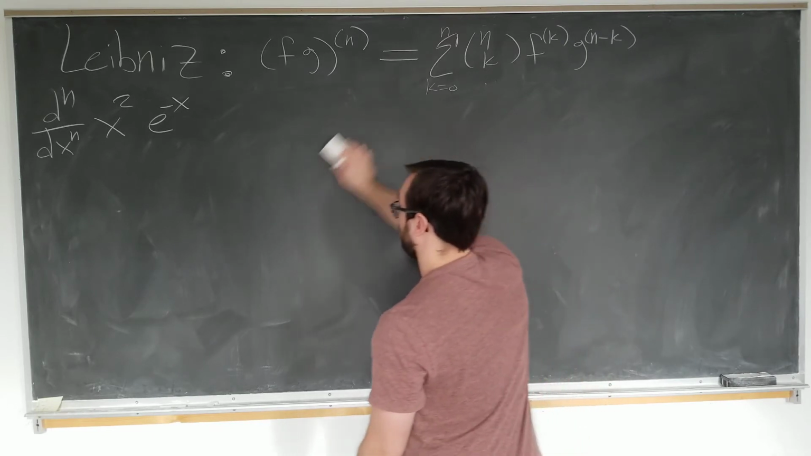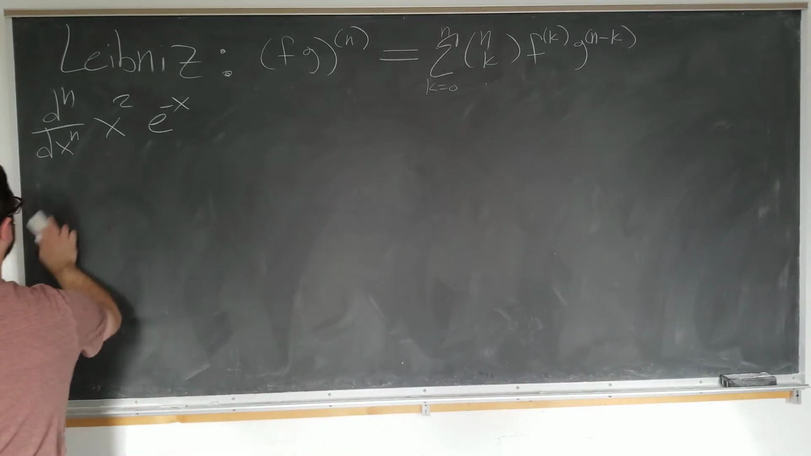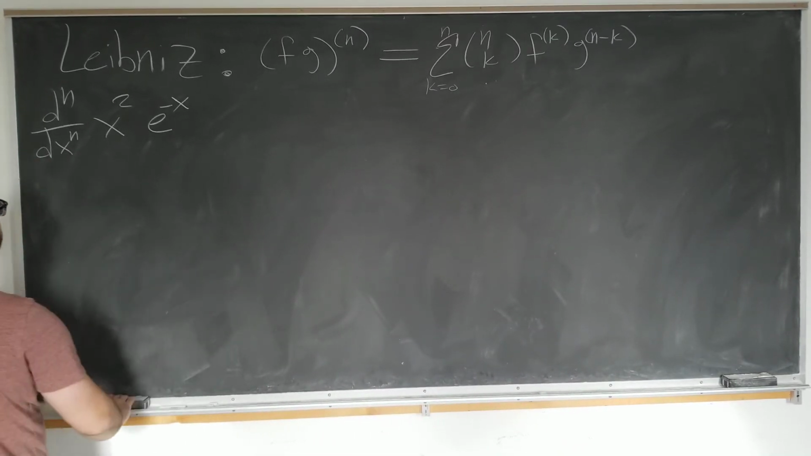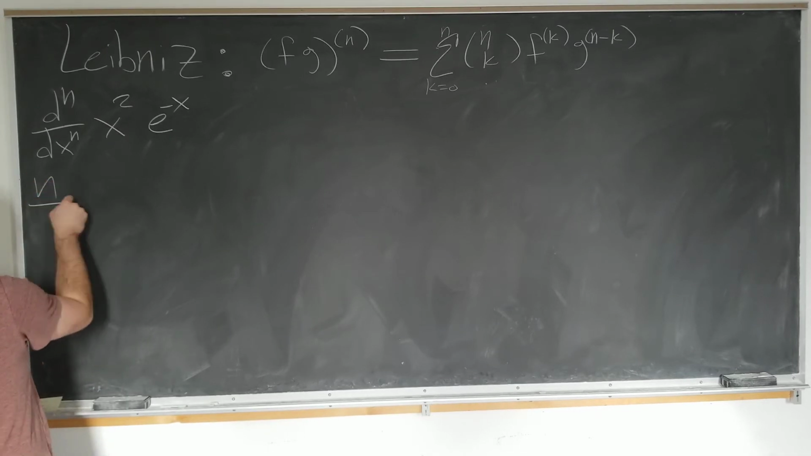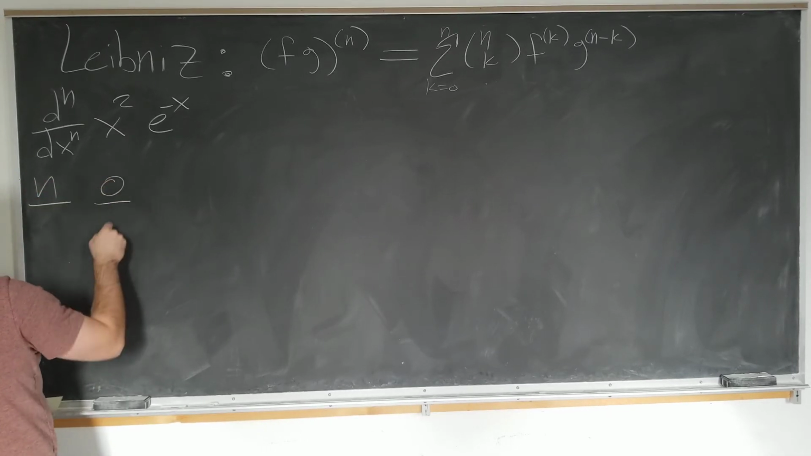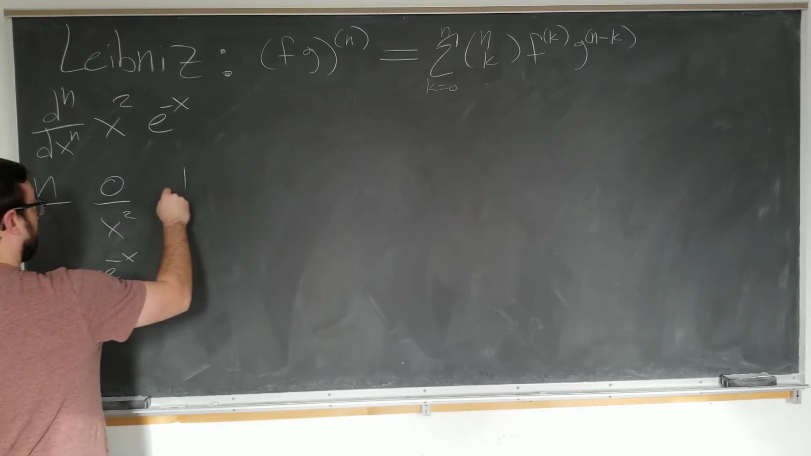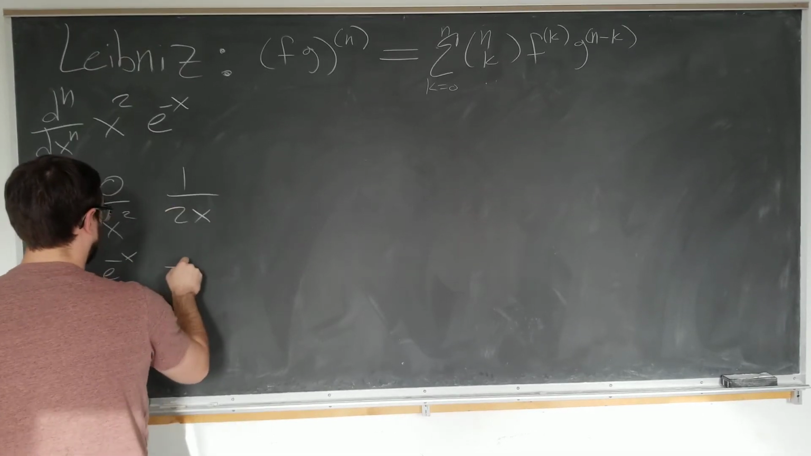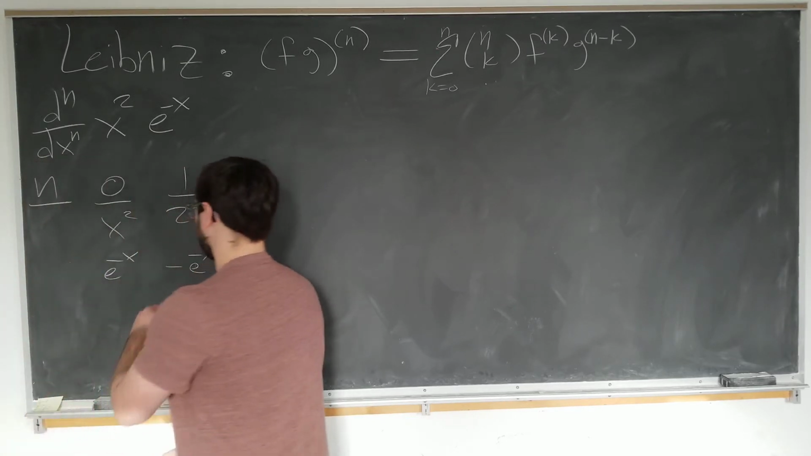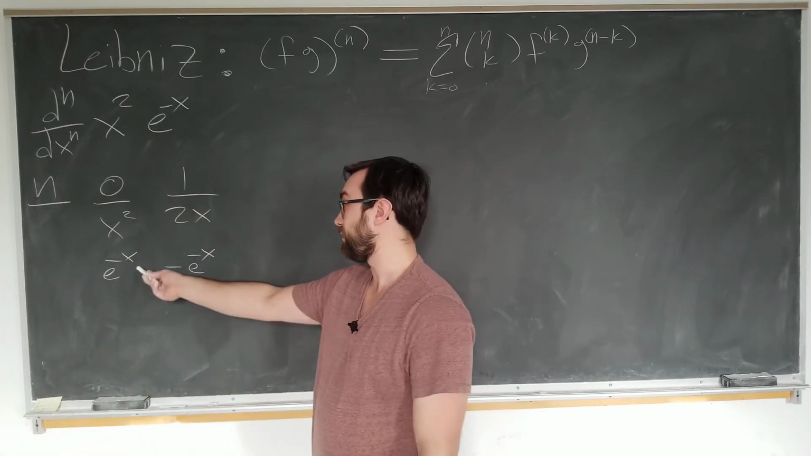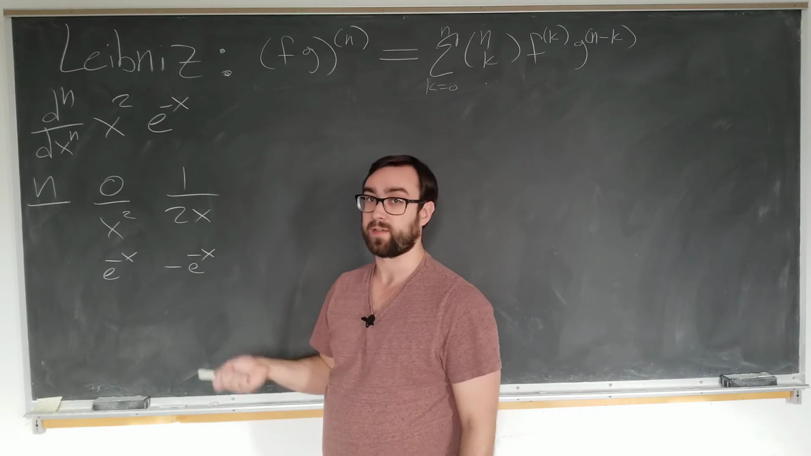Okay, so now we are going to do what we did before. I'm going to have a table. Start with 0, which is x squared e to the minus x, 1, which is 2x minus e to the minus x. And basically every time we differentiate the e to the minus x, here we're just going to put a minus 1 outside.